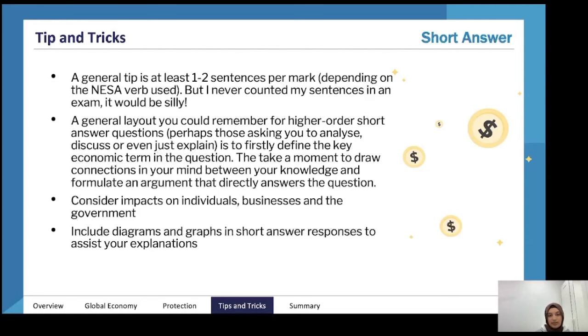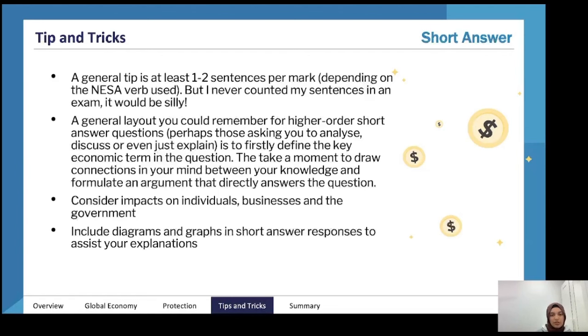A general layout that you could remember for higher order short answer questions, perhaps those asking you to, for example, analyze, discuss, which is for and against, or even just explain, which is cause and effect, is to first define the key economic term in the question. So what is the term asking me to do? If it's an explain question, what does explain mean? It means to outline or talk about the cause and the effect of a certain factor.